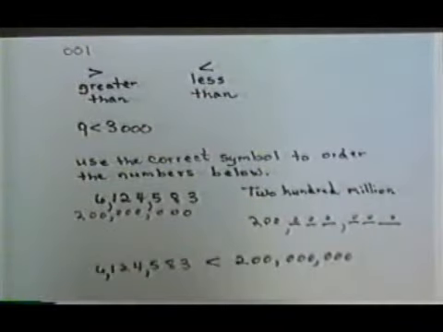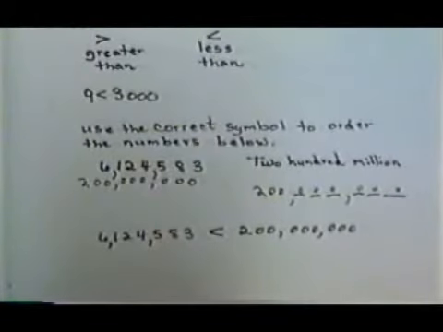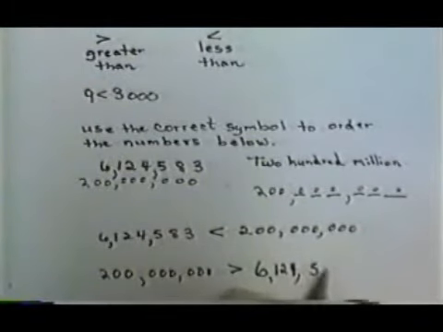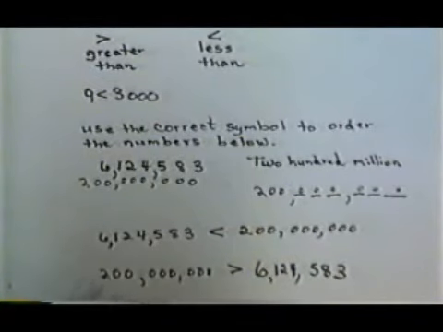So we might say, if you were going to start with the 6, you would say 6,124,583 is smaller than 200 million. Or you could say 200 million is bigger than 6,124,583. Which you could fix it so you could use whichever symbol you wanted. But this is your bigger number. This is your smaller number.